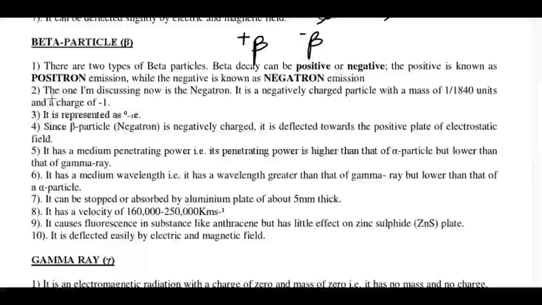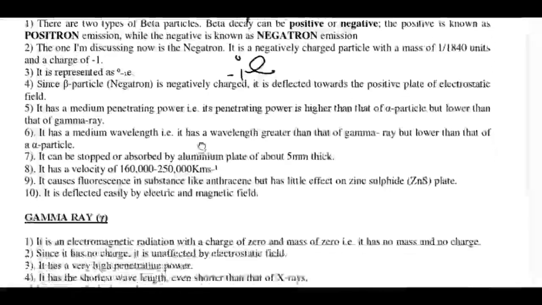So here, let's talk about the negative. It is negatively charged with a mass of 1/1840 units and charge of -1. And how do we represent the negative beta particle? Electron, 0 here, -1 here. The mass number is 0 and the atomic number is -1. Since beta particle, which is the negatron, is negatively charged, it is deflected towards the positive plate of the electrostatic field. And it has a medium penetrating power. The penetrating power is higher than that of alpha particle but lower than that of gamma ray.